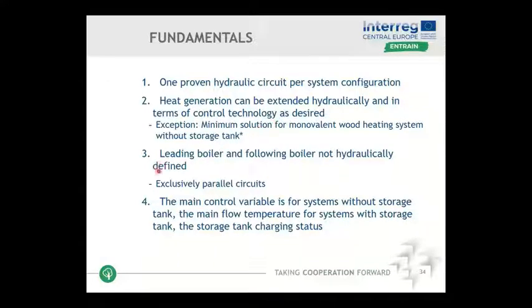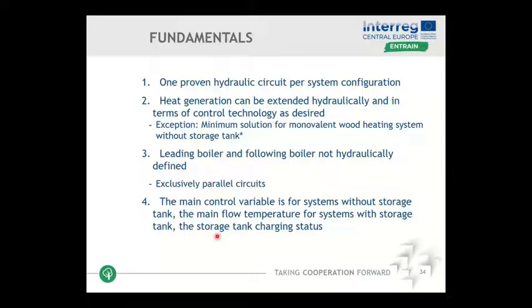This means leading boiler and following boiler are not hydraulically defined. So both boilers in a two boiler setup can be the leading boiler and the following boiler. You can operate the system with one boiler, with both boilers, so you have full flexibility. Of course, only with parallel circuits.